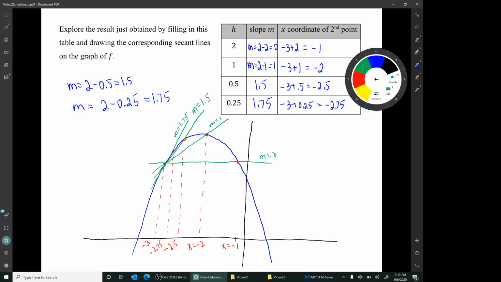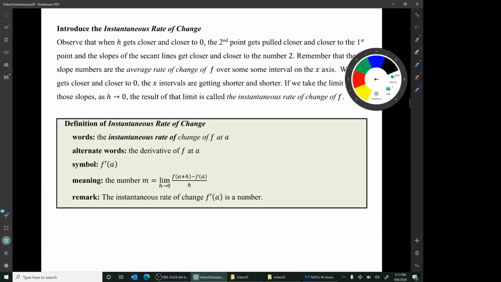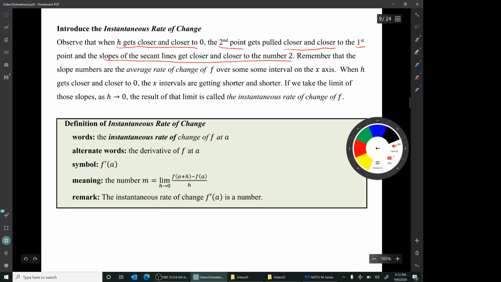So there are our 4 secant lines. Notice a couple of things about these secant lines. When h gets closer and closer to 0, the second point gets pulled closer and closer to the first point. And the slopes of the secant lines get closer and closer to the number 2. Now remember that the slope numbers are the average rate of change of f over some interval on the x-axis. So when h gets closer and closer to 0, those intervals on the x-axis are getting shorter and shorter.